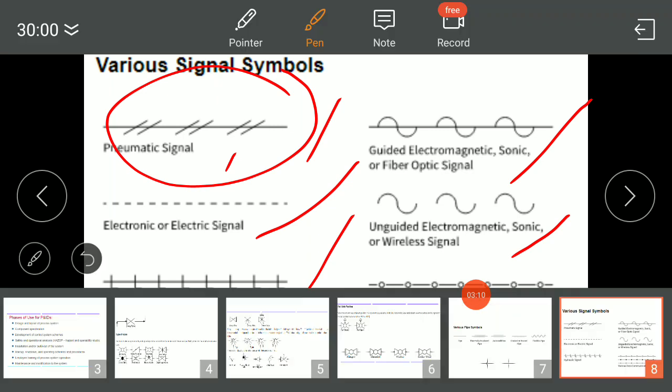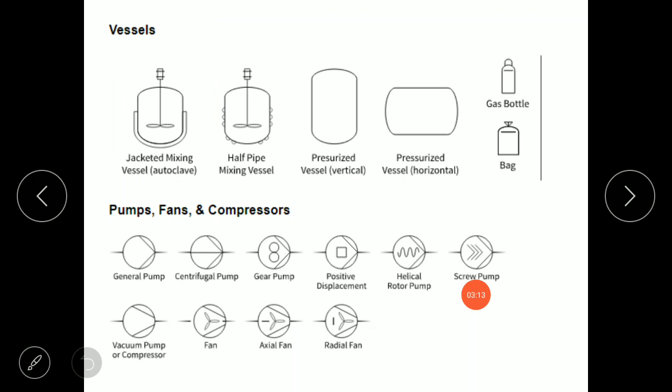Now we'll talk about other common P&ID symbols. These are the symbols for vessels. You can see jacketed mixing vessel, half pipe mixing vessel, pressurized vessel, vertical, horizontal, then gas bottle, bag. These are the symbols of various types of vessels that we're going to use in P&I diagram. And these are the symbols for pumps, fans and compressors. In this way the list goes on, and there are literally hundreds of symbols that represent all components that are used in process control systems, like heat exchangers, coolers, boilers, filters, etc.